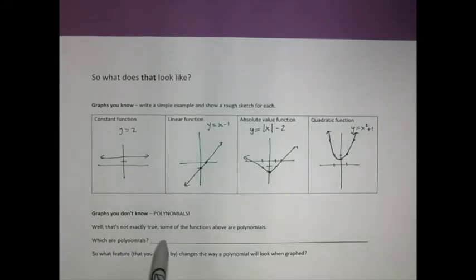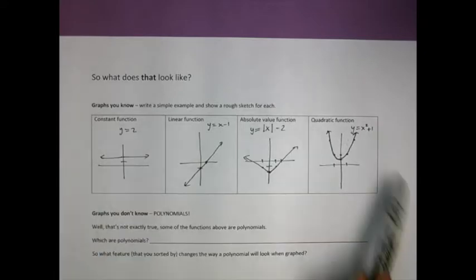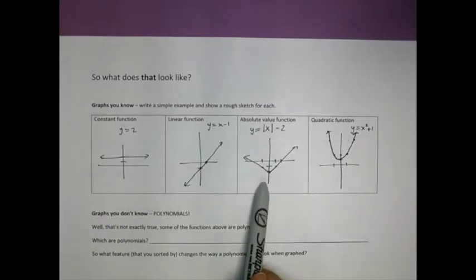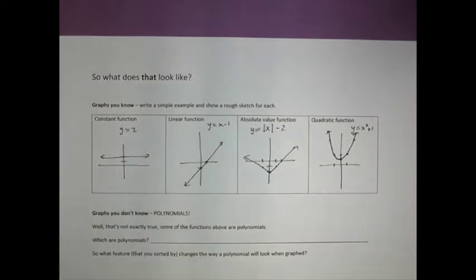But actually, they do know some polynomials. Some of these are polynomials. As a matter of fact, all of these are polynomials except for the absolute value function. Anything with a sharp turn is not going to be a polynomial, but all these nice smooth turning functions are polynomials. This one is a monomial. And so everything except the absolute value is a polynomial.